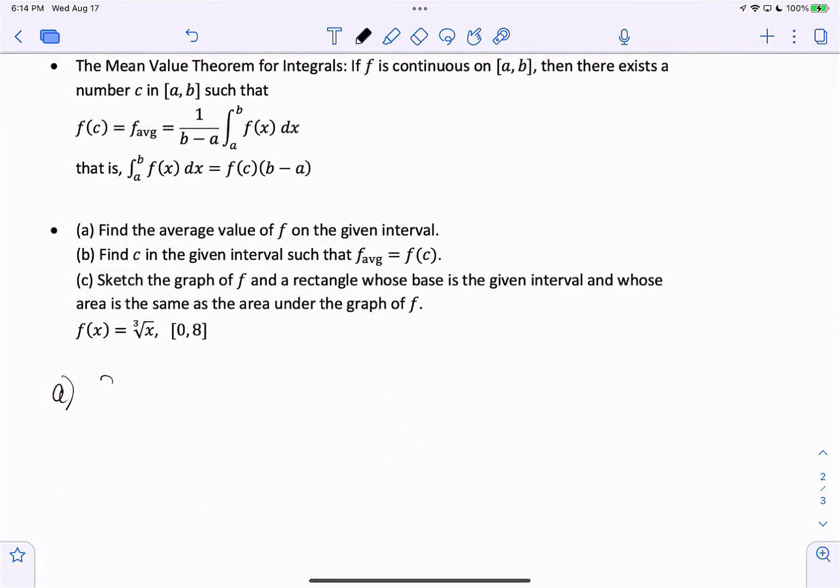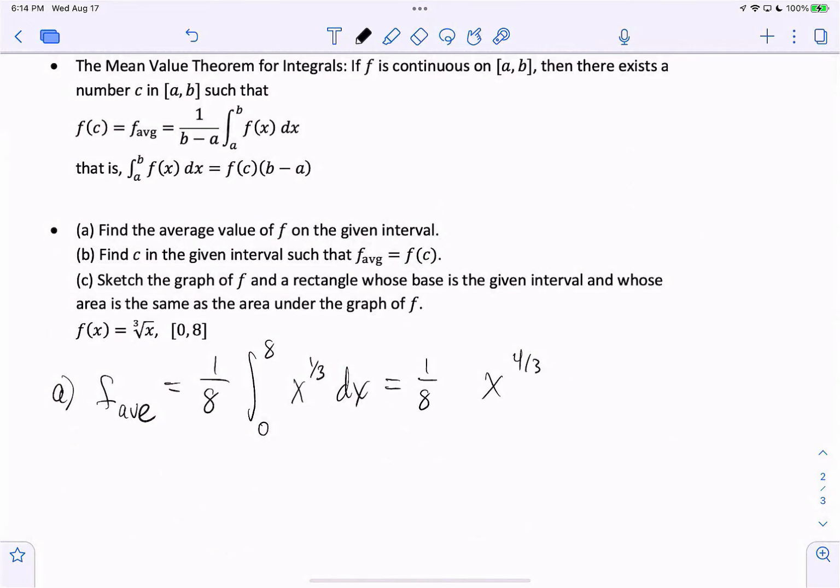Part A. We want the average value of the function over the interval from 0 to 8. So 1/8 times the integral from 0 to 8 of x to the 1/3 dx. That's going to be 1/8 times x to the 4/3 with a 3/4 out front, evaluated from 0 to 8. And I'm actually going to do this because I want to remind you how to deal with rational exponents.